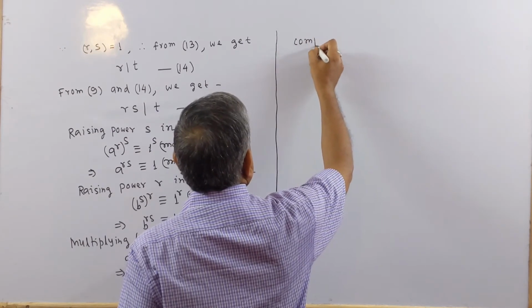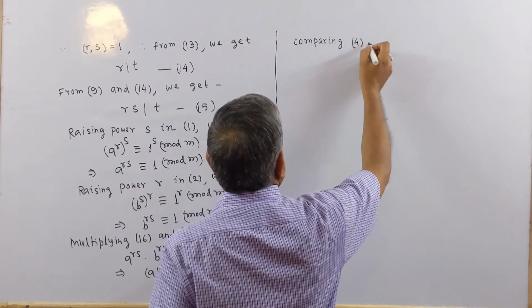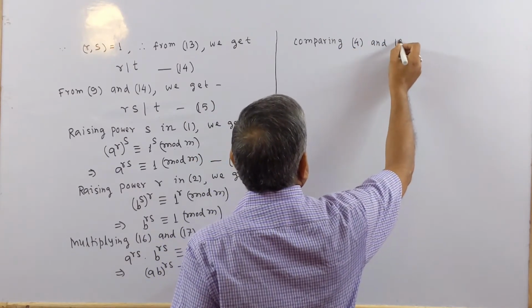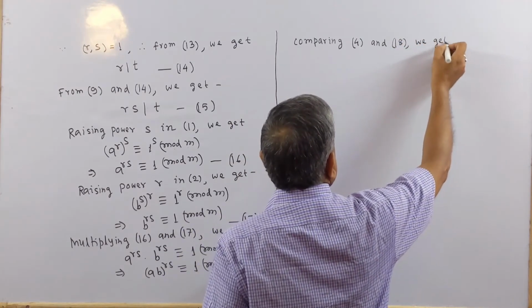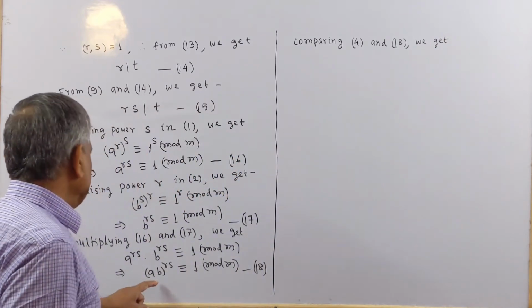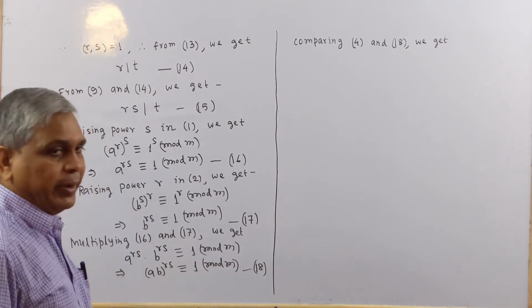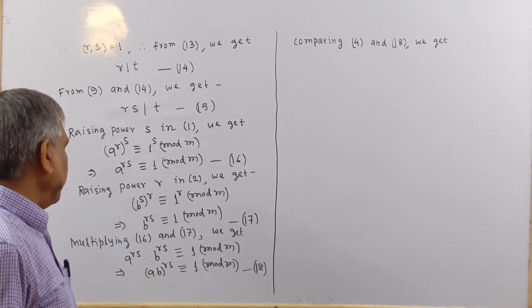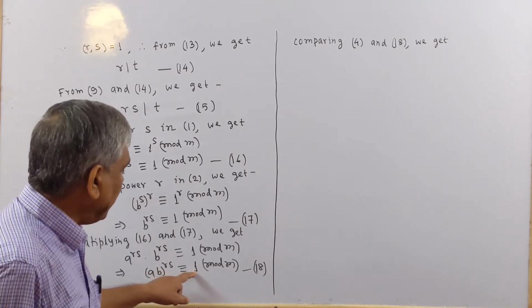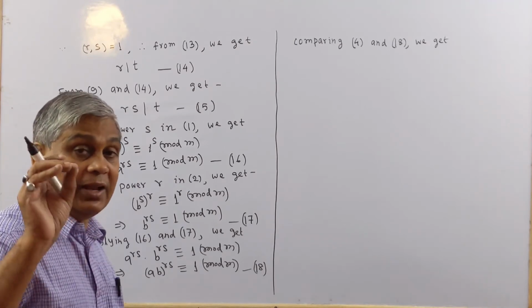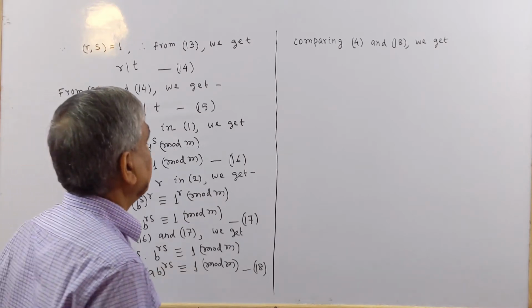Comparing 4 and 18, we get: in 18 we see that (ab) to the power rs is congruent to 1 modulo m, and in 4, (ab) to the power t is congruent to 1 modulo m, where t is the least positive integer. Therefore, t divides rs.